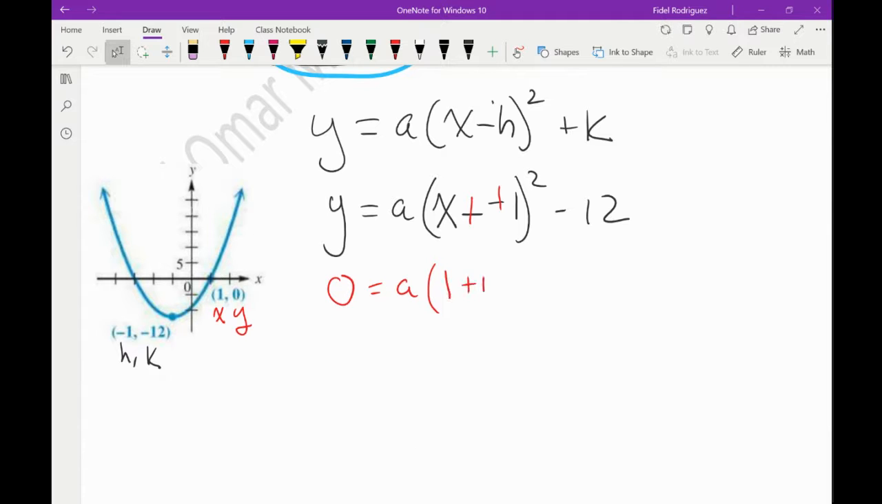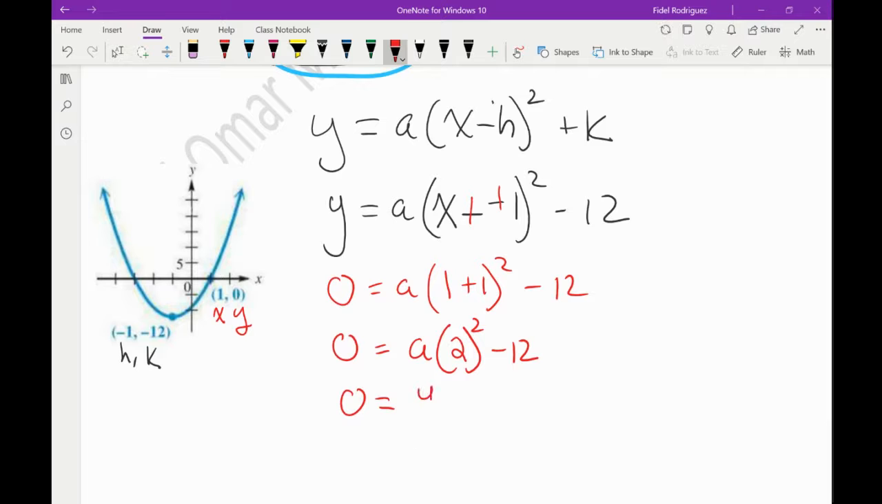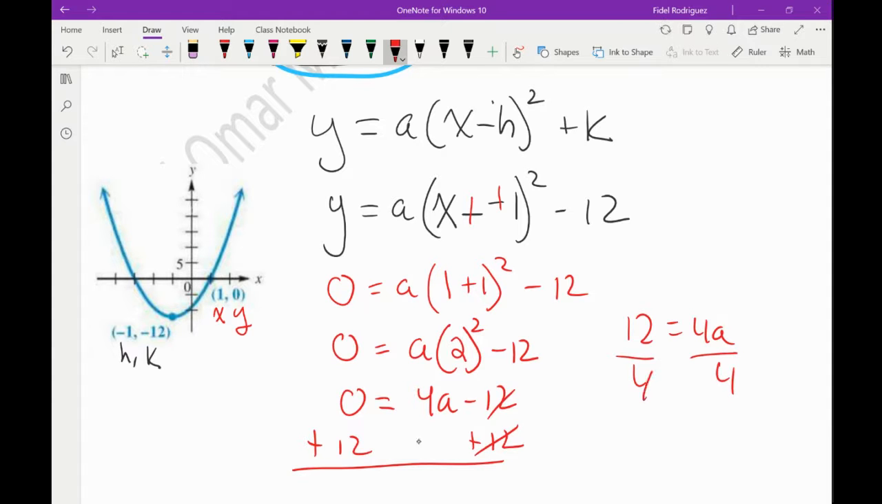X is the number 1, plus 1 squared, minus 12. Okay, so 0 equals a times (1 plus 1 is 2) squared minus 12. 2 squared is 4, so that's 4a minus 12. We can add 12 to both sides and get 12 equals 4a. And so when we divide both sides by 4, I'm going to come up with a positive 3.